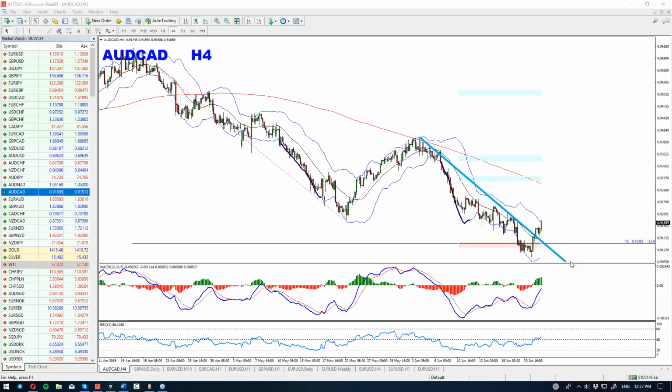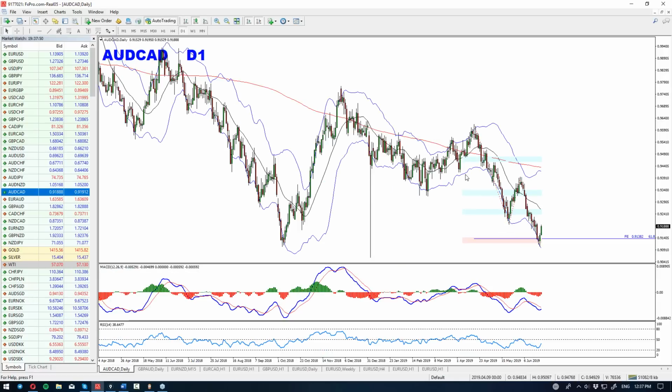Falling trend line breakout makes it a valid correction, the more aggressive approach. Of course, for a more conservative approach, we would want to see it making higher highs and then a deeper correction. So what we want to see is rallies.